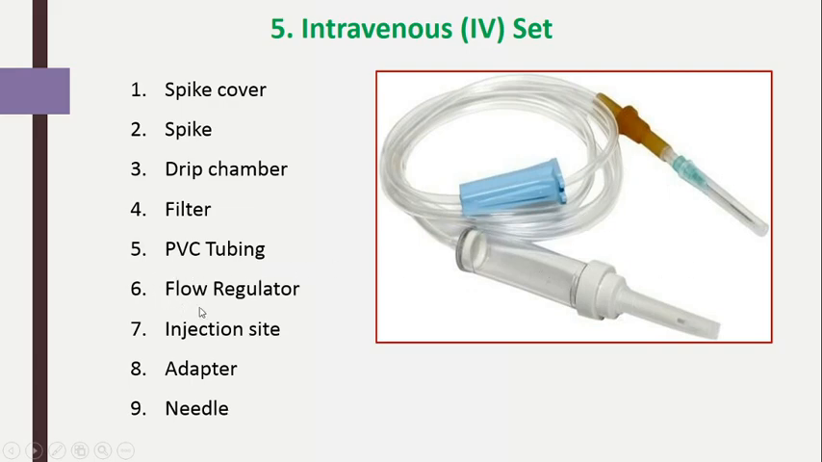Another one is the flow regulator. You can see in this picture, this is a flow regulator, which helps to control the flow of infusion at the time of introduction. Another one is the injection site. Using this injection site, we can introduce small volume parenterals also. Next is the adapter. You can see this button, which is used to attach the needle for insertion purposes.